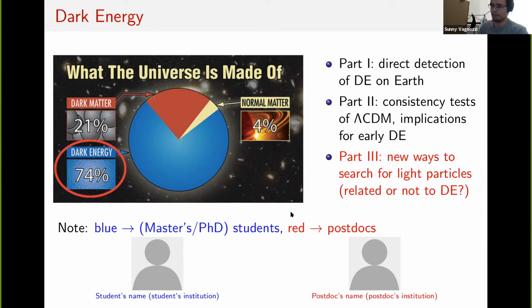So just as a note, in order to highlight the contribution of early career researchers, when I show my collaborators, if their name is in blue, this is a student, master or PhD student, and in red, it's a postdoc.